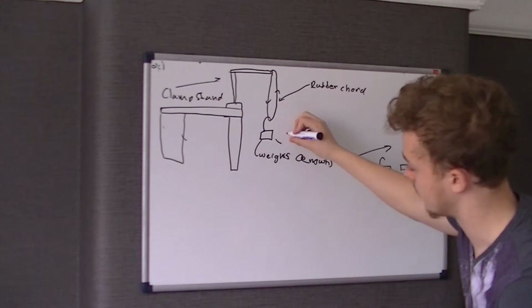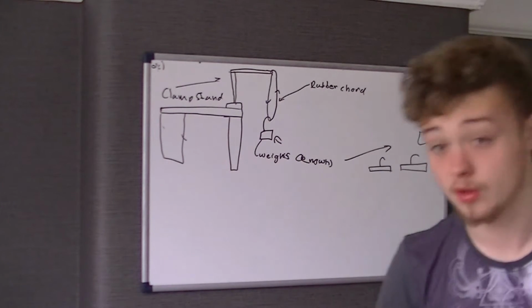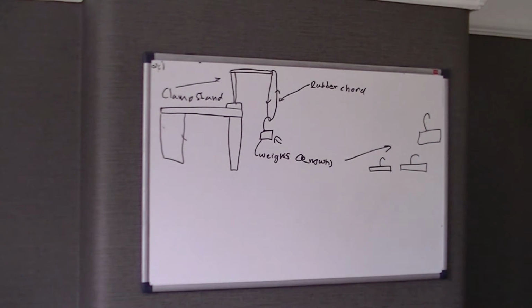Because obviously if they're unknown, then that's stupid, really. We don't know the spring constant, and if we don't know the force either, all we know is the extension, and quite clearly we can't plot a graph of that.